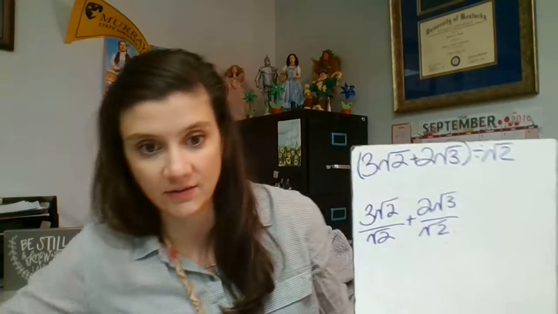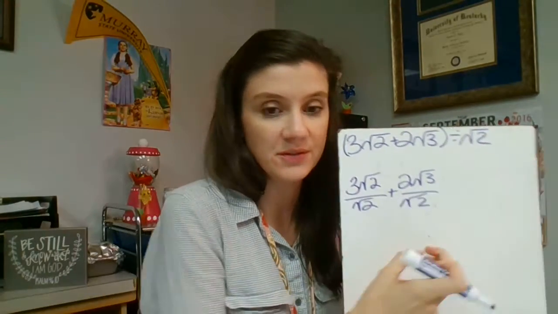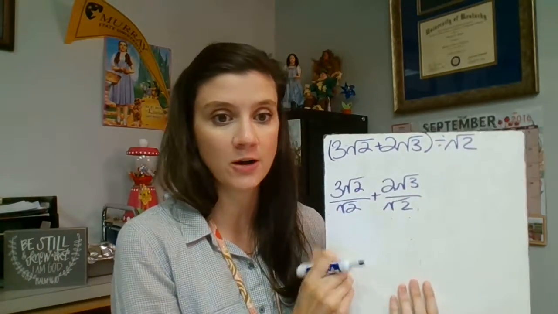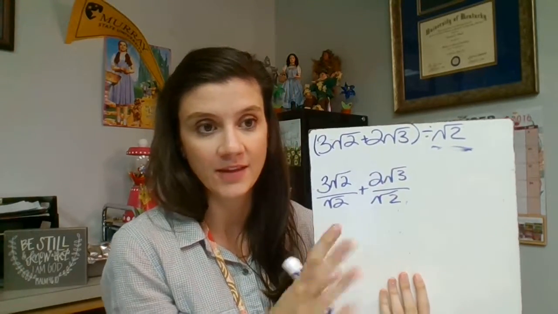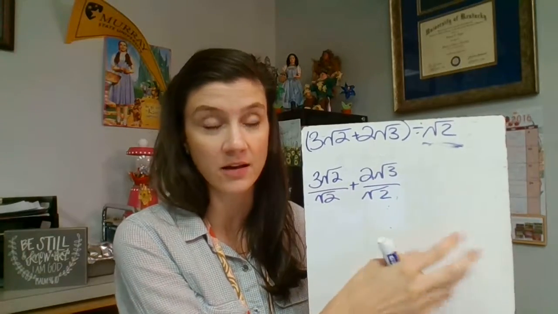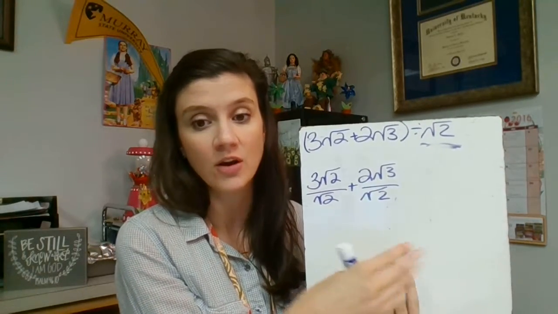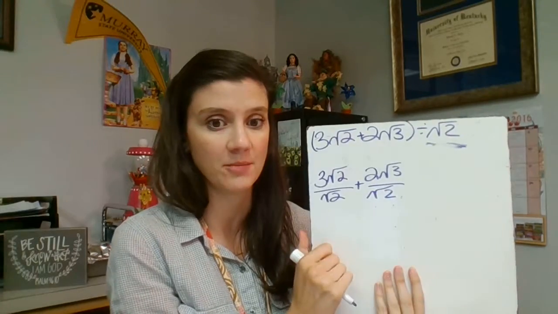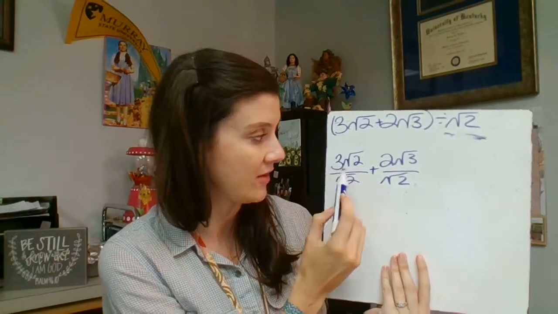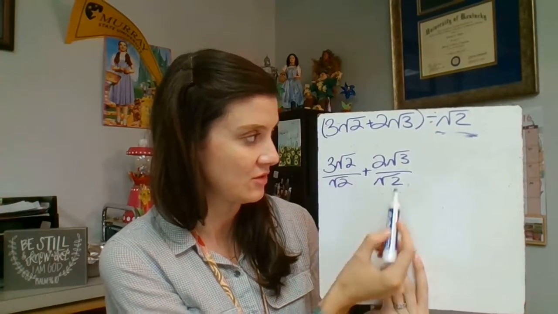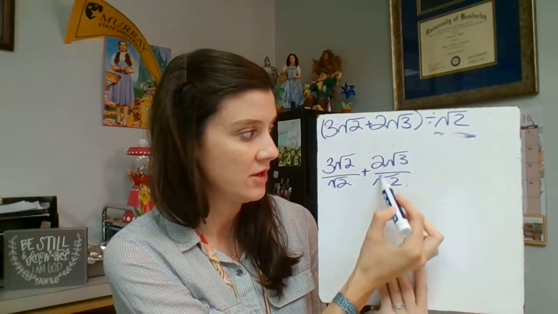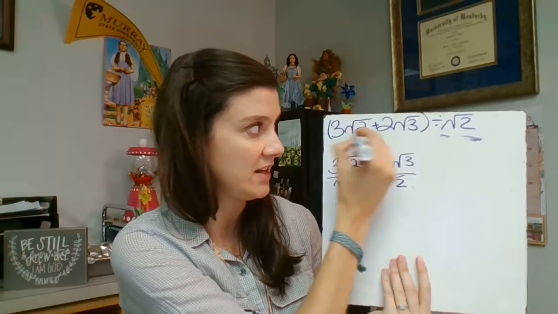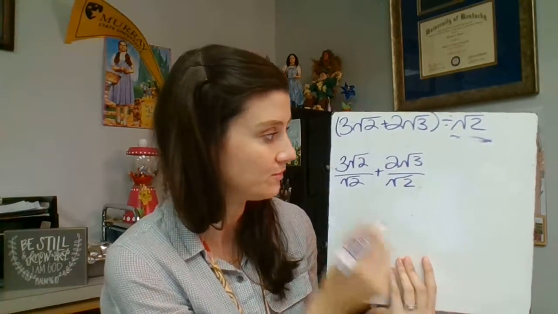But when you are dividing radical expressions, you're going to divide each term by the divisor, which in this case is the square root of 2. And then again, if we end up with a radical in the denominator, we have to then rationalize the denominator. So I set it up this way. I've got 3 square root 2 over square root 2 plus this term here, 2 square root 3 over square root 2. So I'm dividing each of these by the square root of 2.